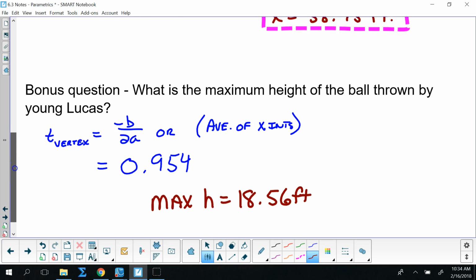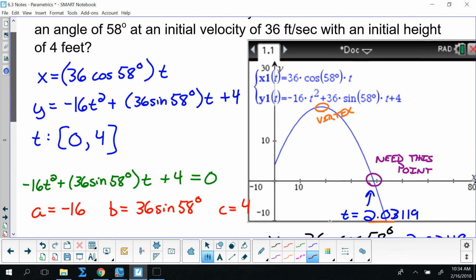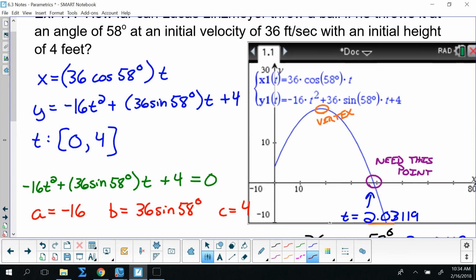Looking back on our chart, or on our graph, does that make sense? 18 feet? 18 and a half feet? Yeah. Yeah, I'd go with that.